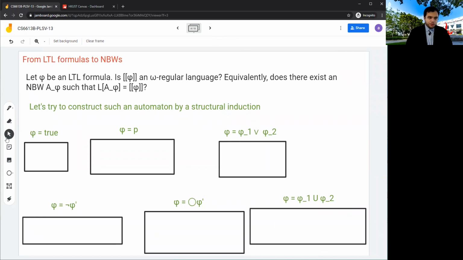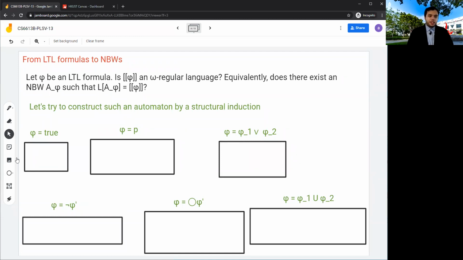Okay, so let's try to do the simplest thing. Let's try to do structural induction. So let me just go through the notation. I have an LTL formula phi. And the question is whether the semantics of phi, which is the set of infinite words that satisfy phi, forms an omega regular language. Or equivalently, is there some non-deterministic Büchi automaton, let's call it automaton of phi, such that the language of that automaton is the same as the set of strings that satisfy phi.